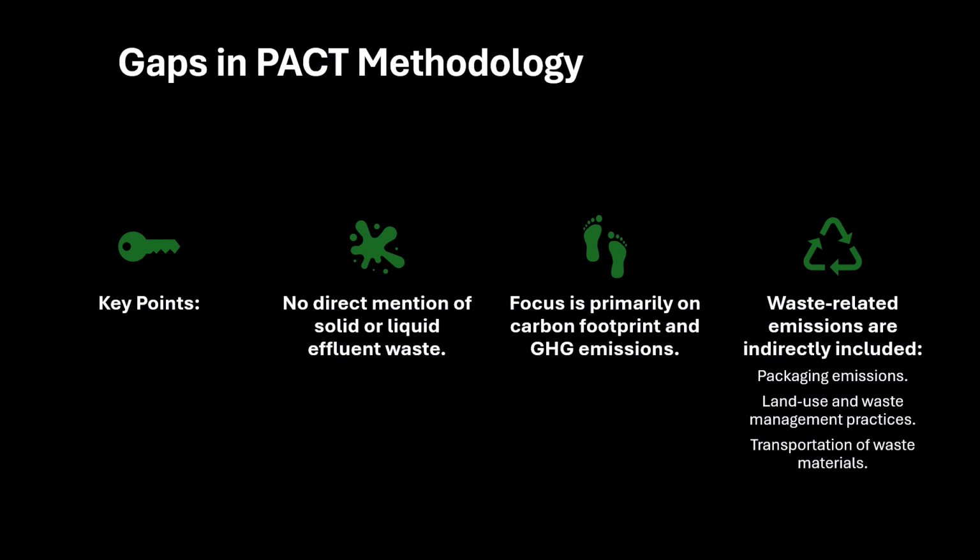While it excels at tracking emissions related to greenhouse gases, it does not explicitly account for the environmental impacts of waste materials such as industrial wastewater, hazardous liquids, or solid waste generated during production processes. This omission means that industries with significant waste streams, such as manufacturing, mining, or agriculture, may need to rely on additional tools or methodologies to fully capture their environmental footprint.